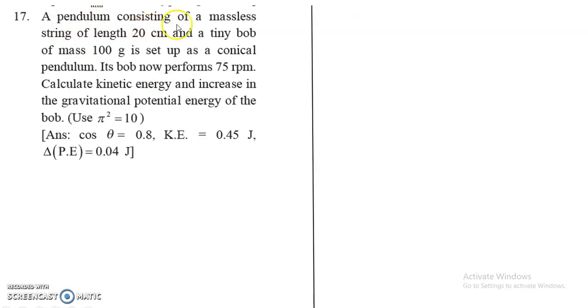A pendulum consisting of a massless string of length 20 centimeter, and a tiny bob of mass 100 gram, is set up as a conical pendulum. Its bob now performs 75 rpm. This is the frequency. Calculate the kinetic energy and the increase in gravitational potential energy of the bob. In this problem, we have to use pi square equal to 10.